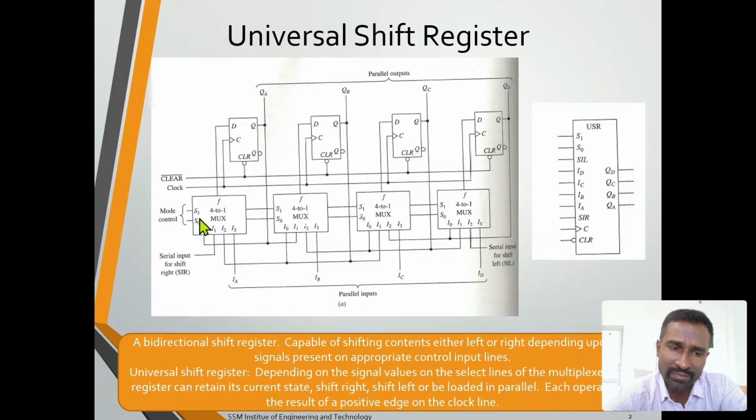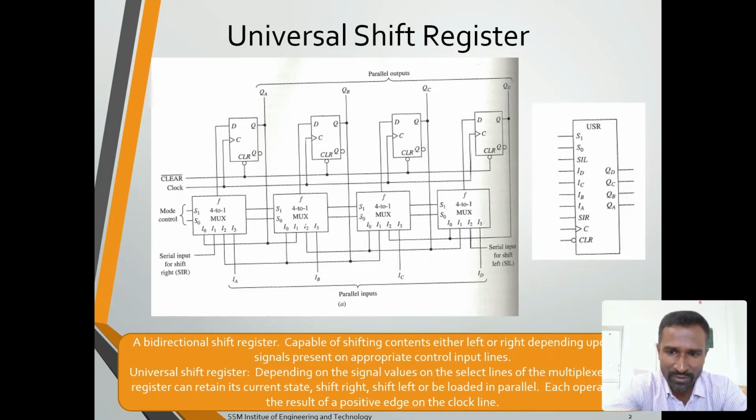In a multiplexer, the purpose of the selection lines is that we can select the data we want, what the receiver needs. Same thing here also. The multiplexer output depends upon these selection lines, and based on this only it will act as bidirectional, shifting left to right or right to left. So the universal shift register depends on the signal values on the selection lines, as we just discussed.